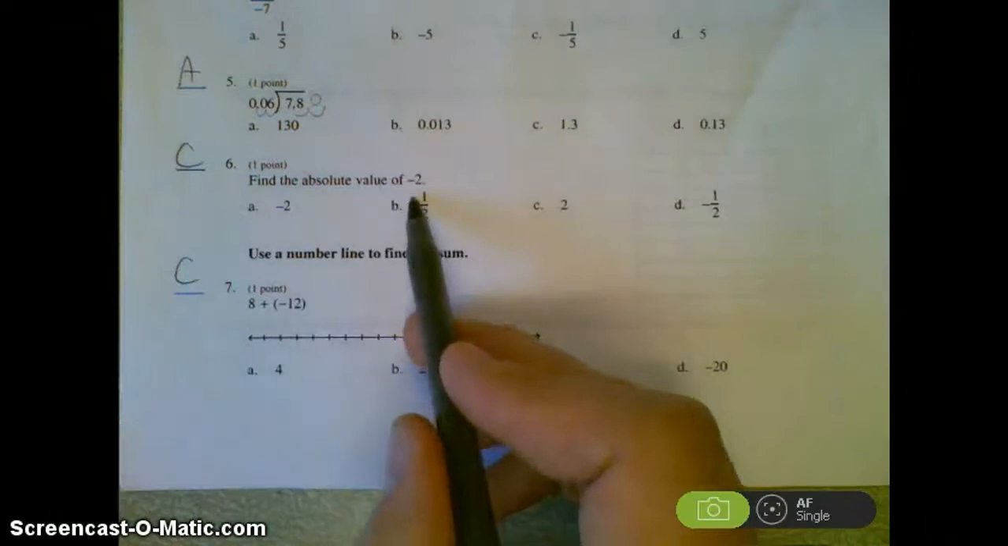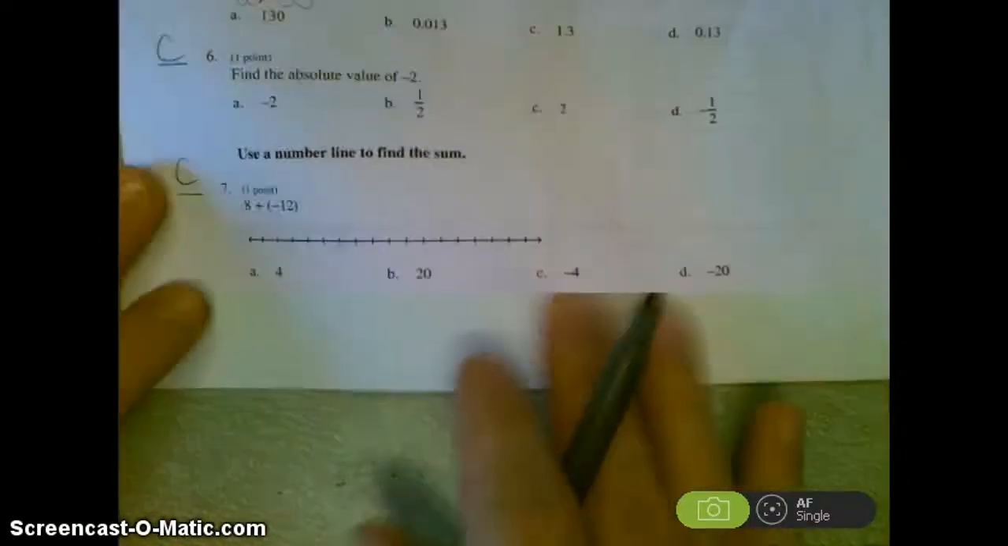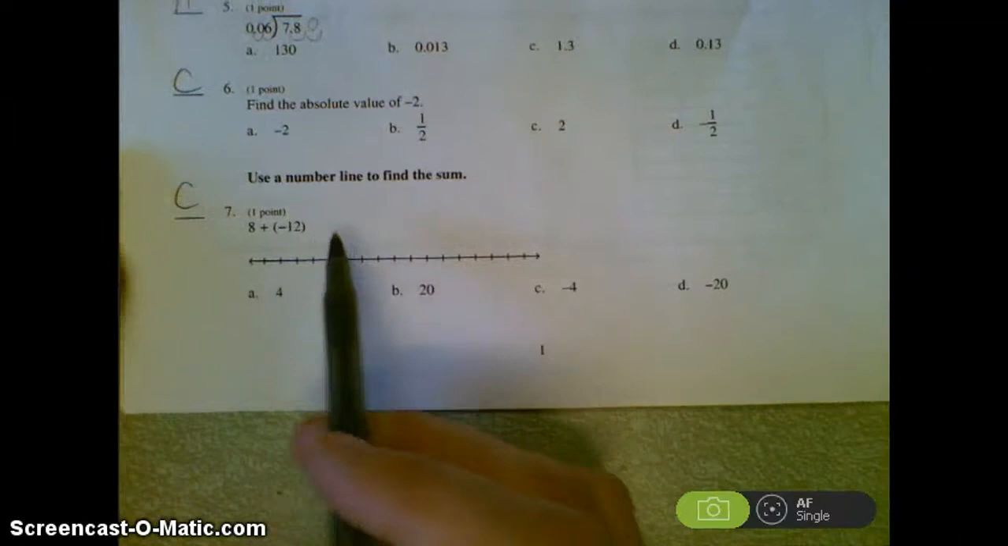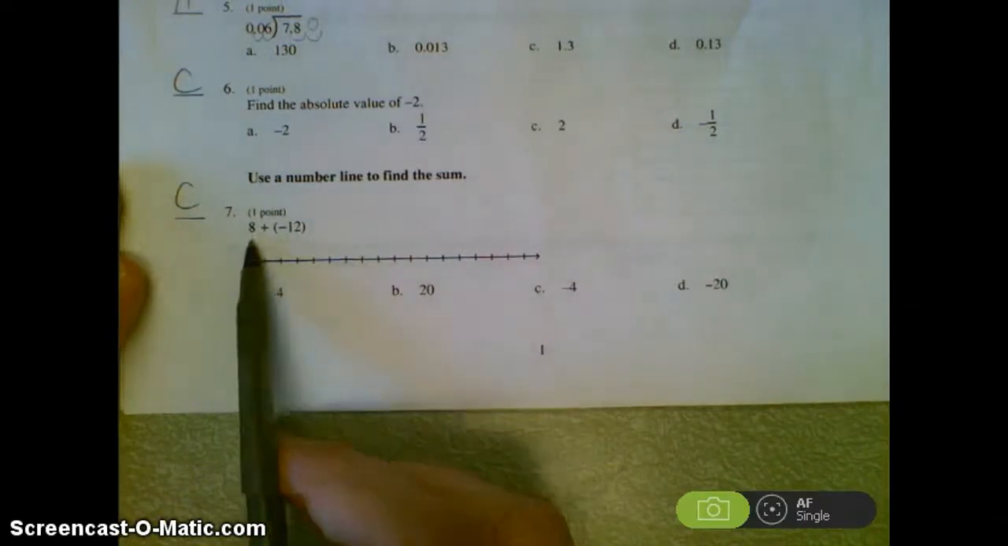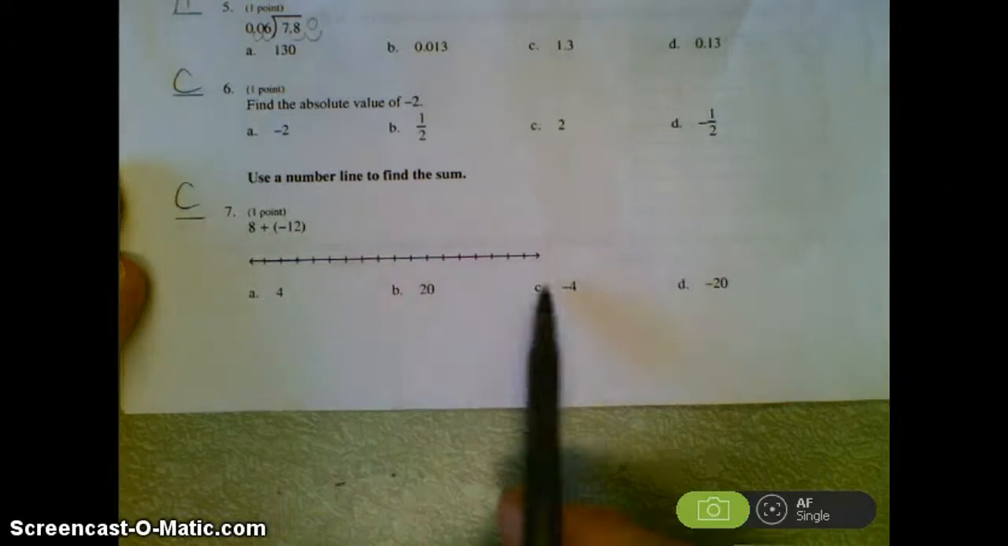Absolute value of negative 2, that's the distance from 0. It is 2. And we've got another integer problem. Positive 8 plus negative 12. That's 4 more negatives than I had positives. So the answer is C, negative 4.